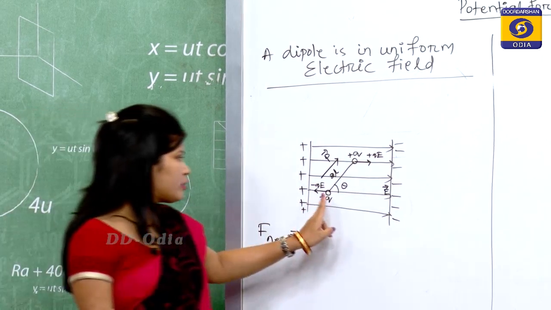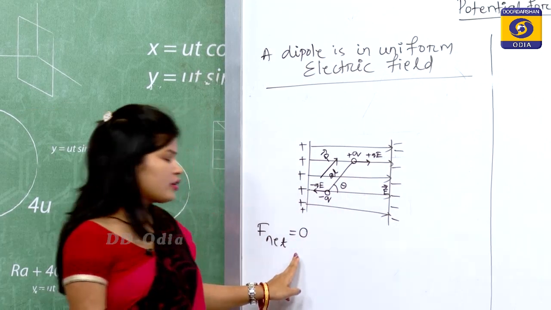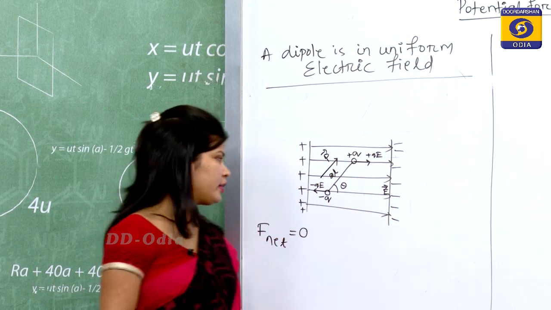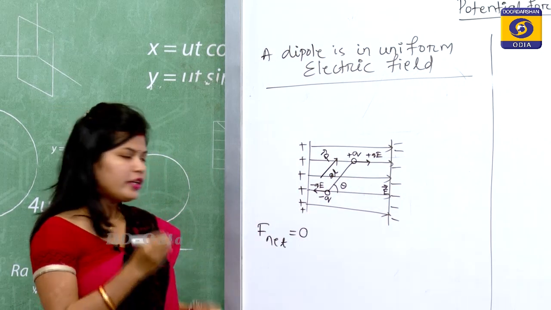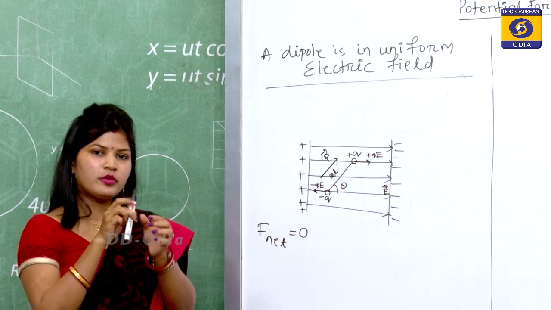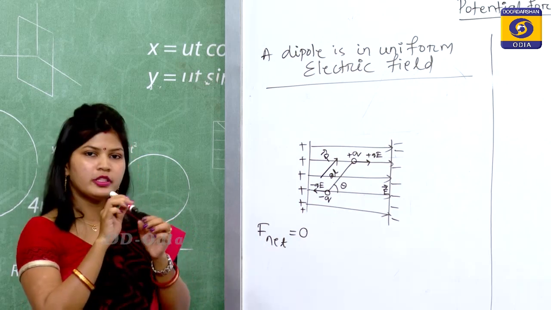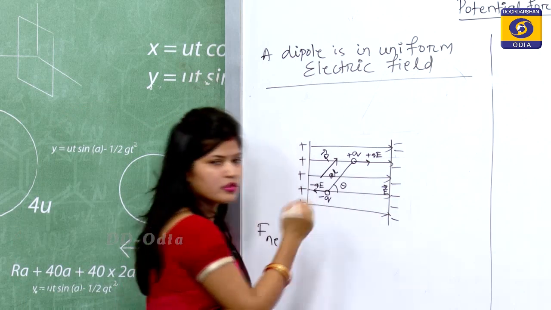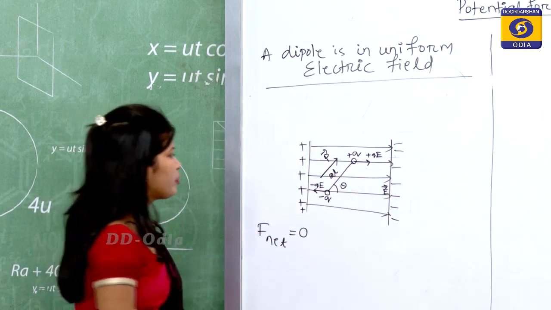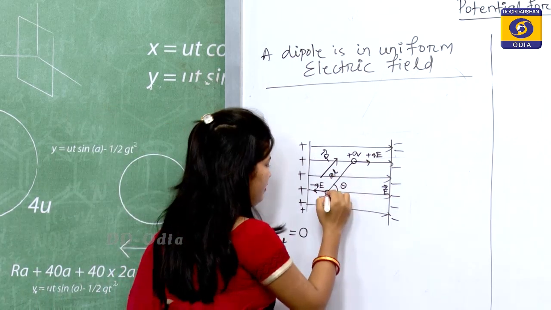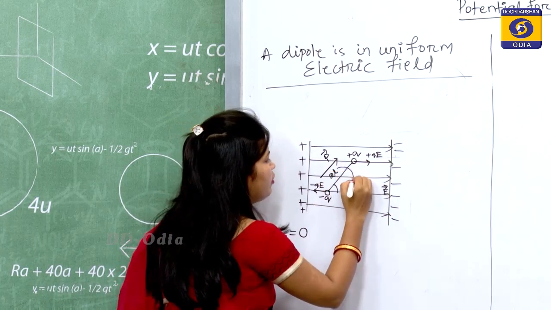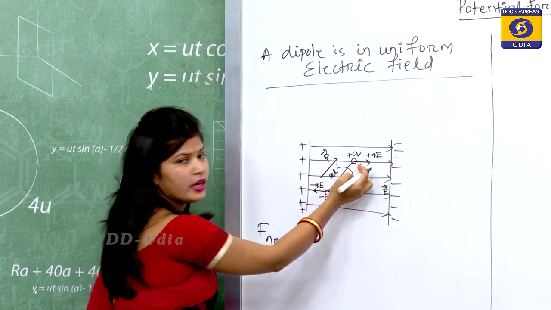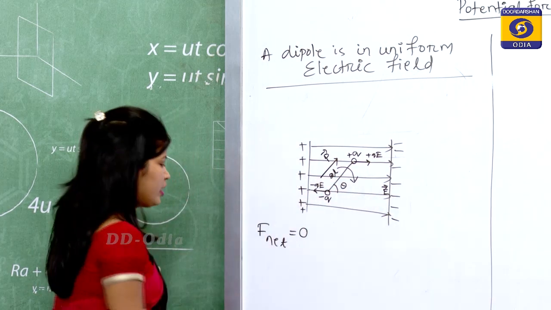That means there is no linear motion of the dipole, no translatory motion of the dipole. Only the dipole can rotate. In the uniform electric field, the dipole can rotate. So what helps the rotation of the dipole? See, when I rotate the dipole in this way, then the couple force will act and that produces torque.